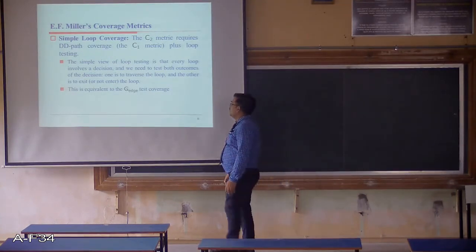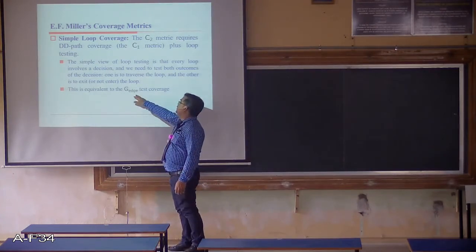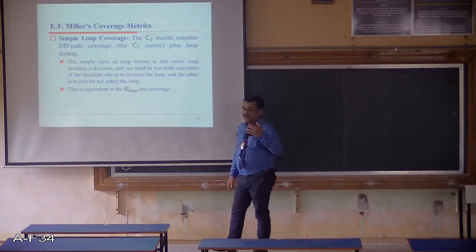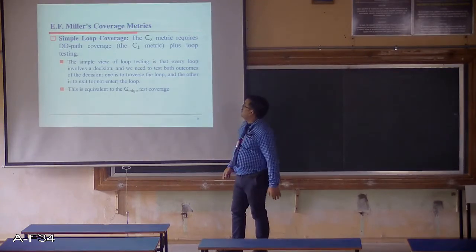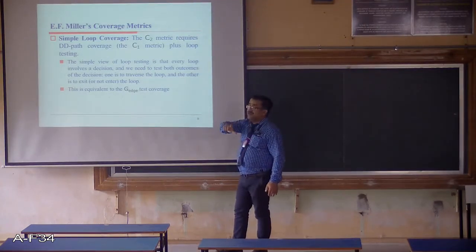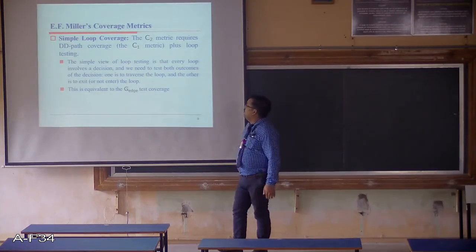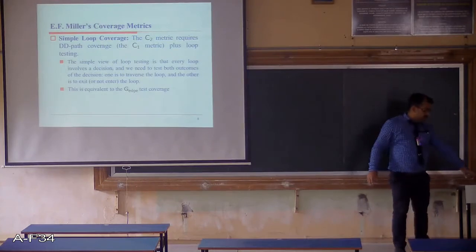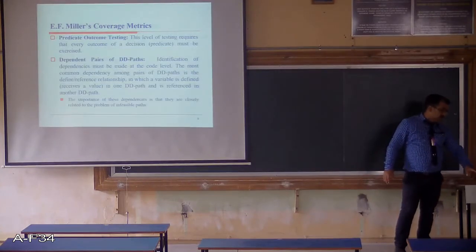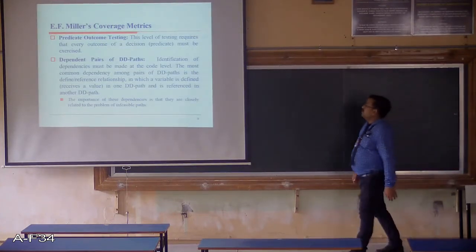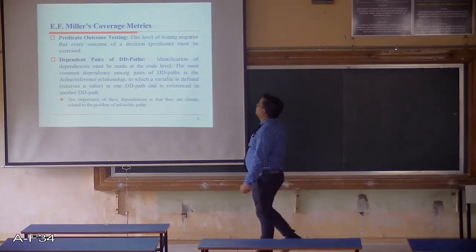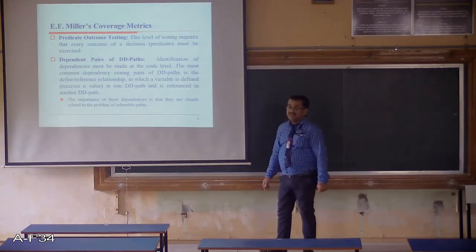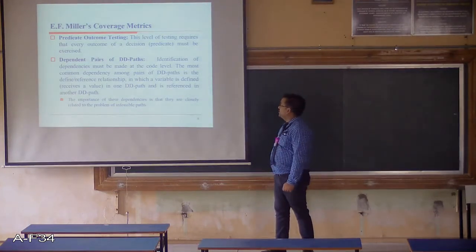So this is actually equivalent to GH test coverage, the same as the GH we defined earlier. C2 is nothing but the DD path coverage plus the loop testing. Another is predicate outcome testing. Every outcome of the decision predicate must be exercised. So that is the predicate outcome testing.